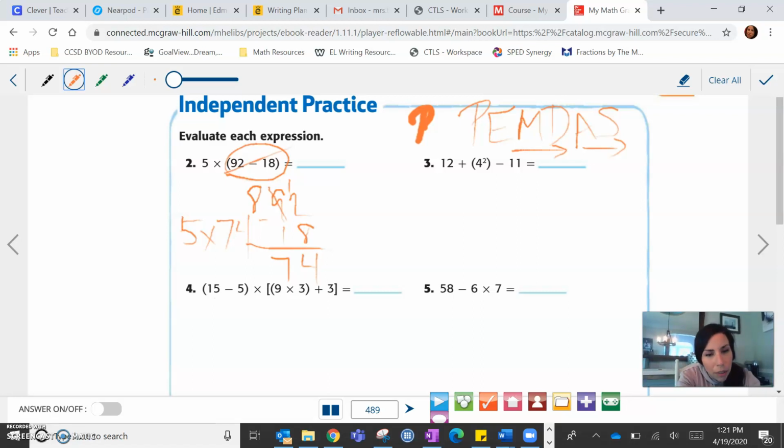Okay, so now we've got 5 times 74. 5 times 4 is 20. 5 times 7 is 35. Add what's been regrouped, 35 plus 2, 37. Your answer is 370. Okay? Sound good?